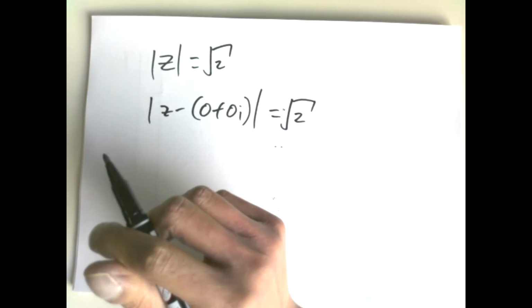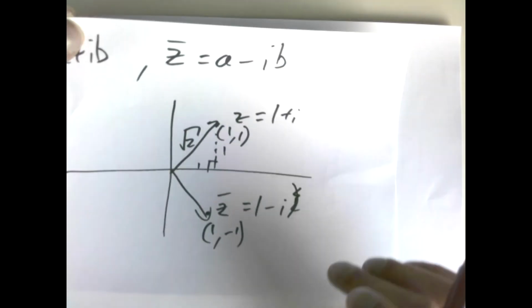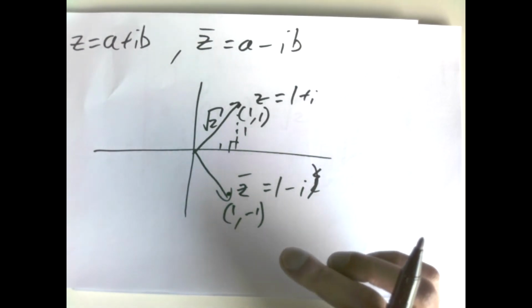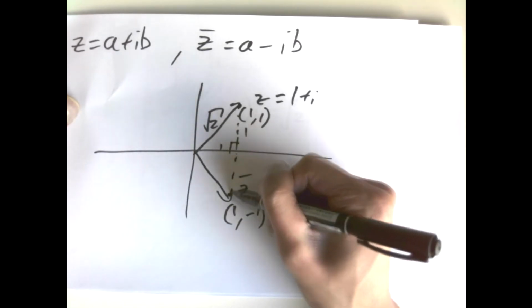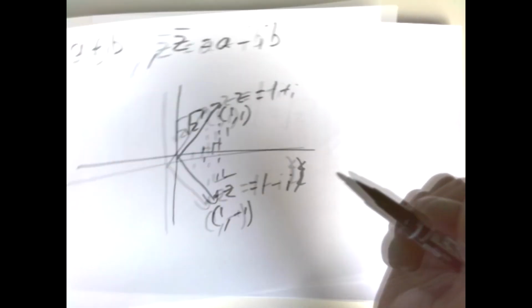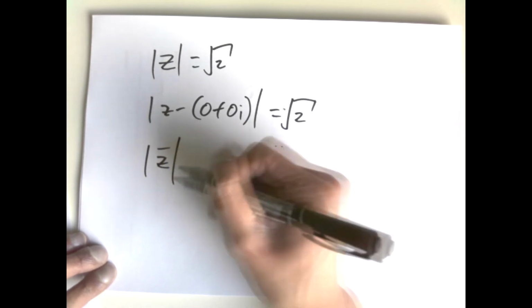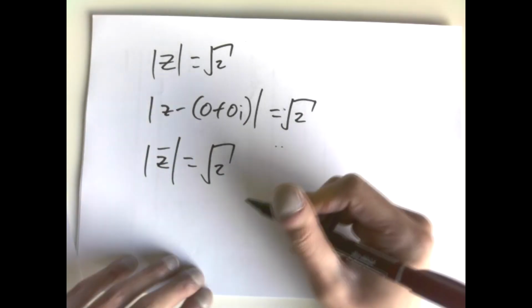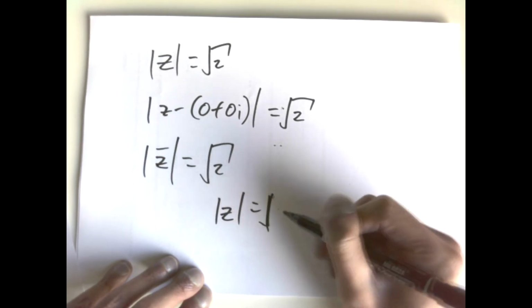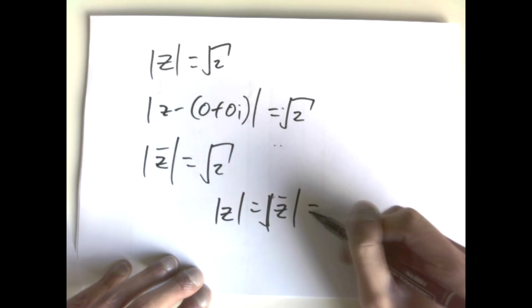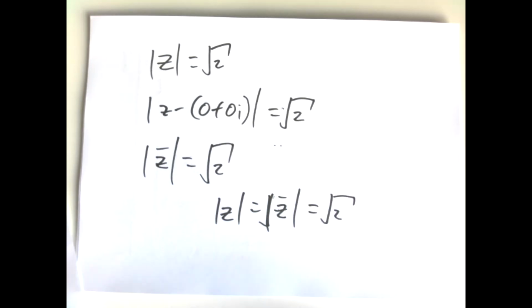Similarly, because the conjugate z bar is just the complex number z reflected about the real axis, its magnitude will also be the same. And now we see that the magnitude of z is equal to the magnitude of z bar, which in this case is going to be square root of 2.